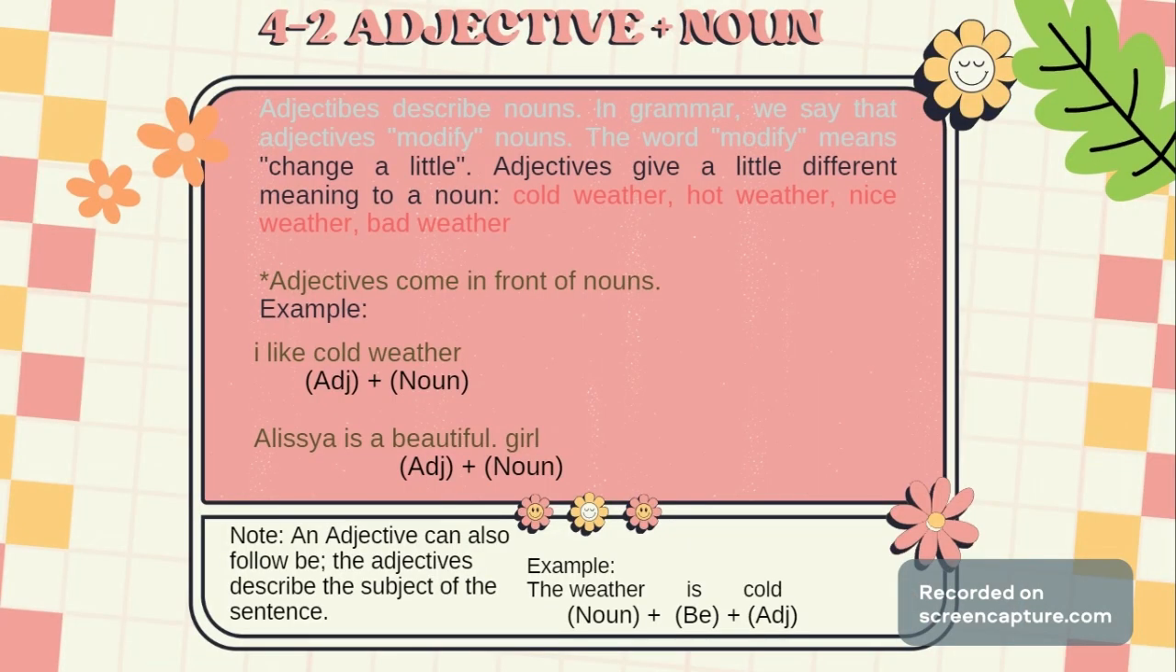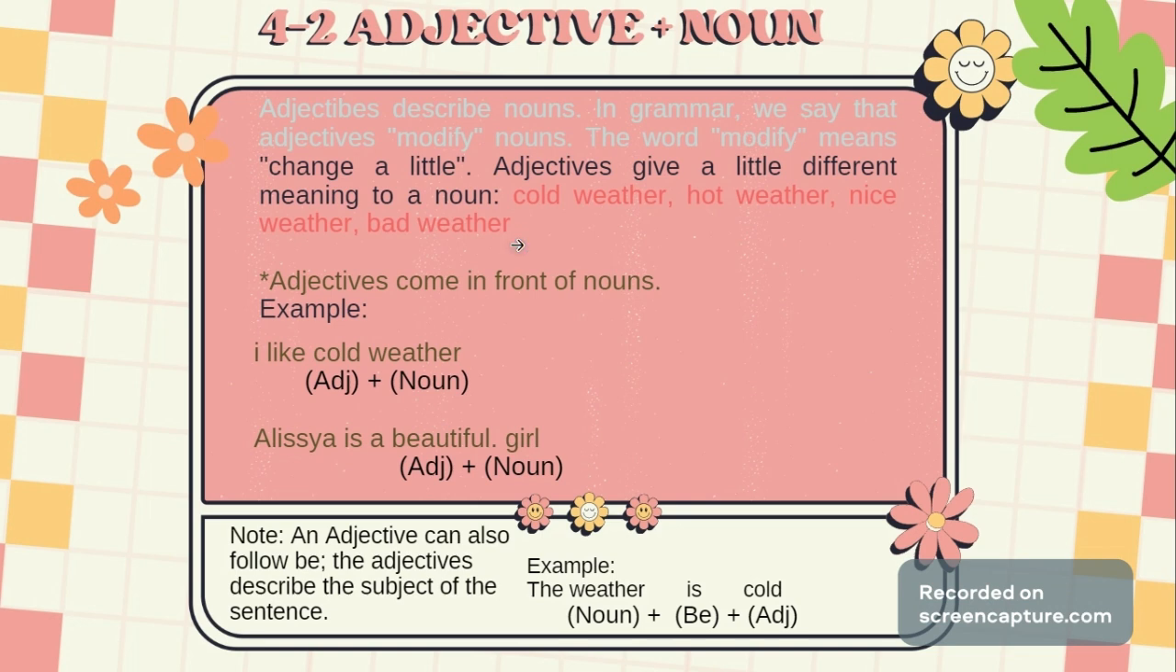And next, adjective plus noun. Adjectives describe nouns. In grammar, we say that adjectives modify nouns. The word modify means change a little. So adjectives give a slightly different meaning to a noun. For example, weather, hot weather, nice weather, and bad weather.